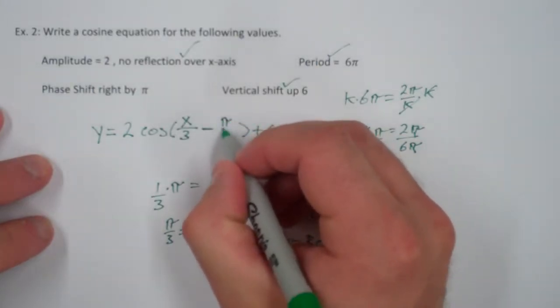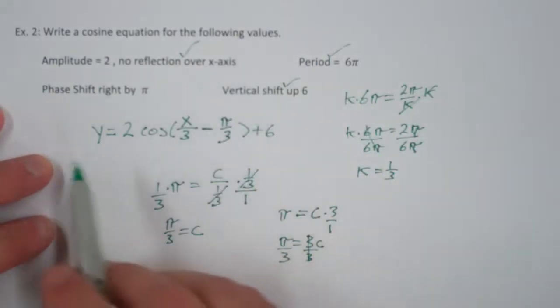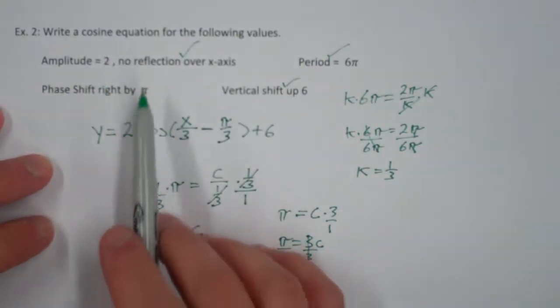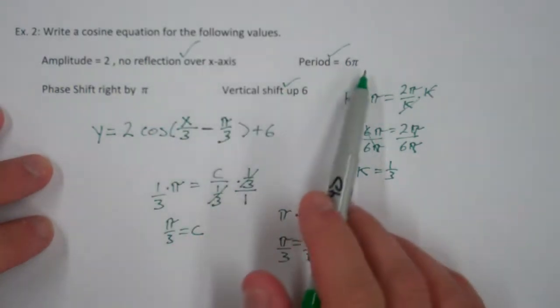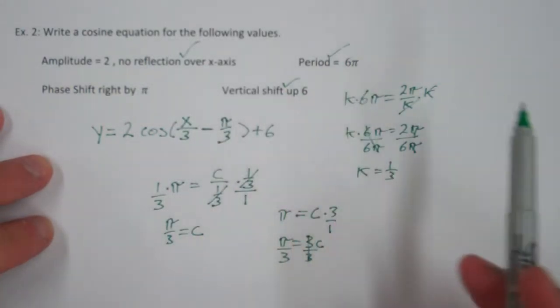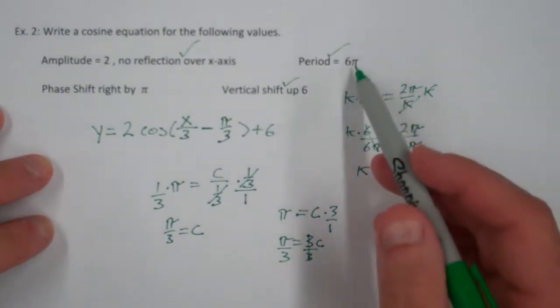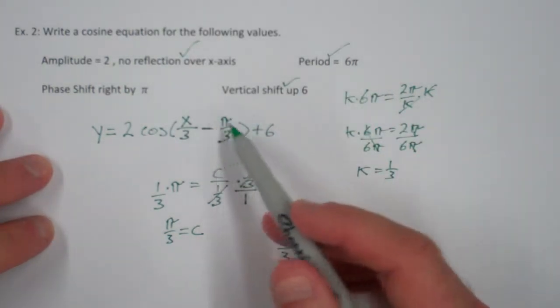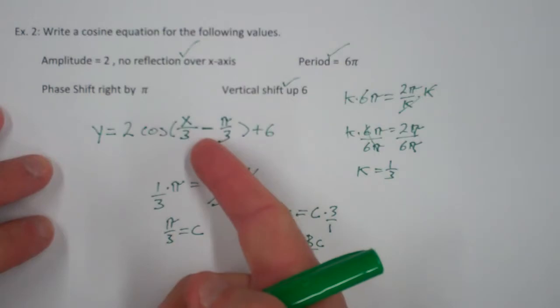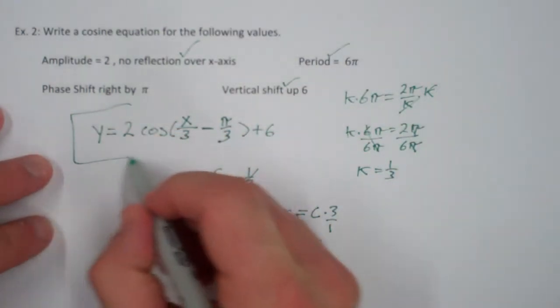The pi over 3 goes here. You could check everything, it's good. The amplitude's 2, no reflection. Period 6 pi. So we've got 2 pi divided by 1/3 is 6 pi. And then the phase shift works as well, it's right, so we want to put a negative sign, shift up 6. Good to go.